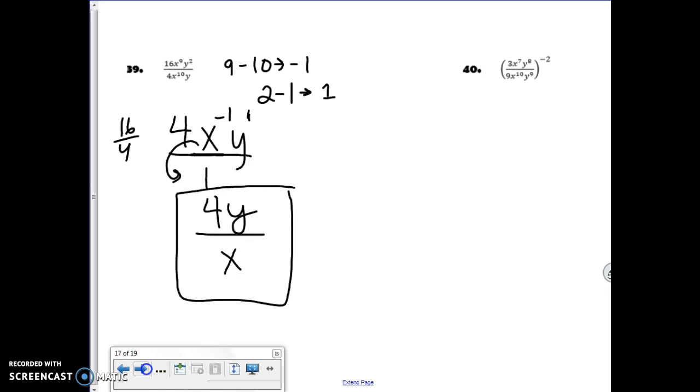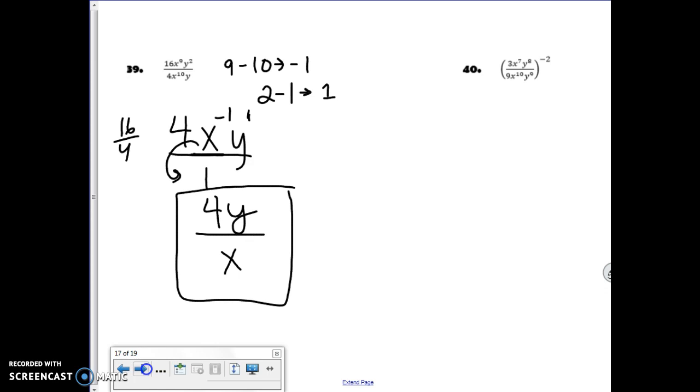Again, feel free to rewind and watch it again if you feel like you missed something. All right, last one here. So 3x to the 7th, y to the 8th, over 9x to the 10th, y to the 9th, all to the negative 2nd power. Again, let's focus on the inside.